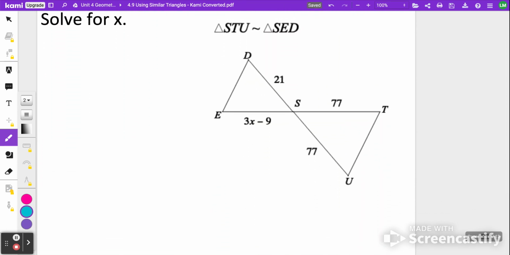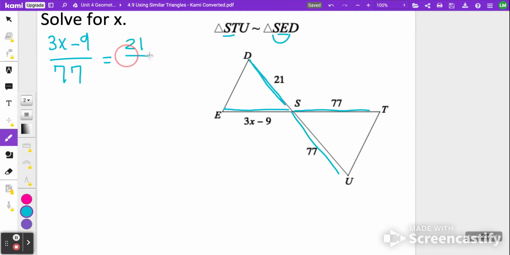So now that we know that, let's try this. STU is similar to SED. So SE matches with ST, 77. So we're going to build a proportion. 3x over minus 9 over 77 is equal to, I got this one, DS is equal to US, 21 over 77. Okay. What I need to think about here is how they maybe grew and how I can solve for them.